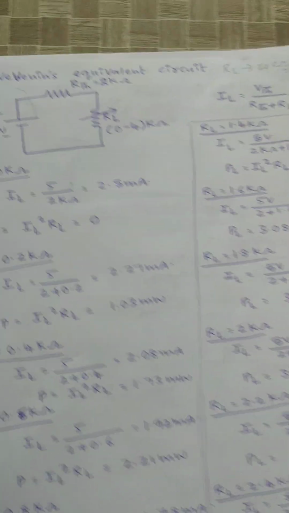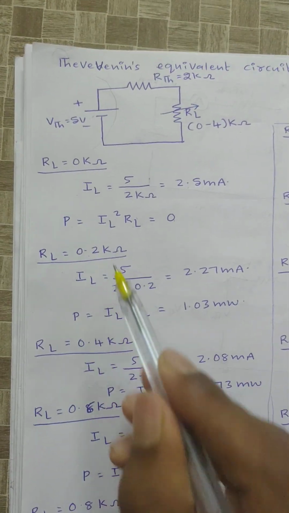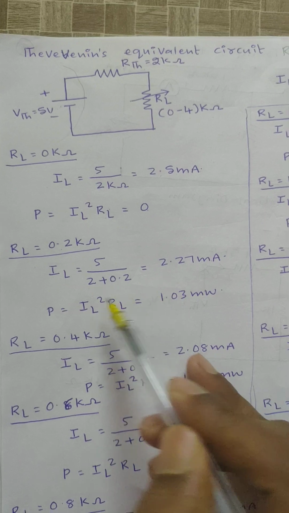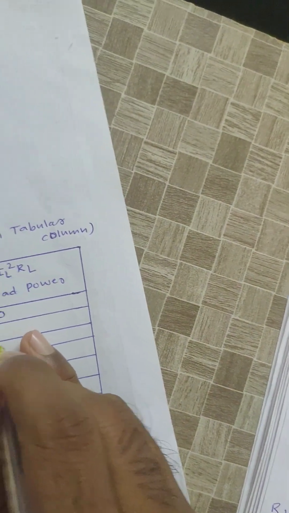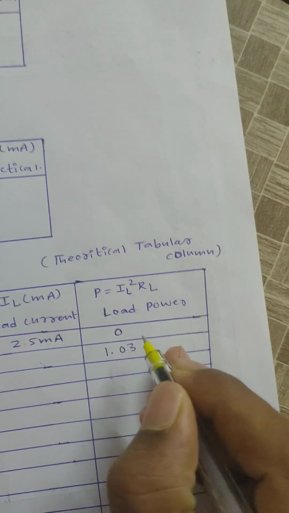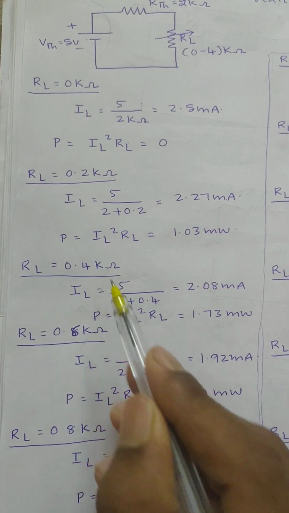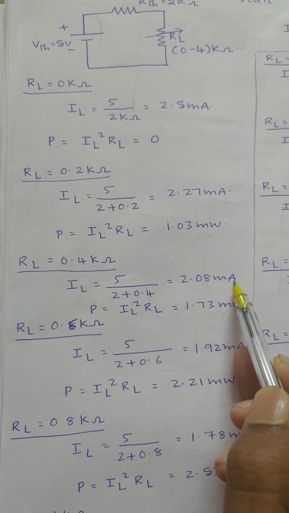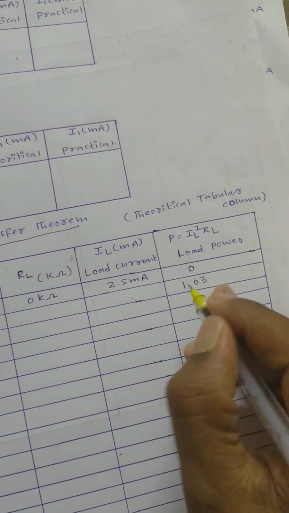Next case, when load resistance is 0.2 kilo ohm, IL value will be 5 by 2 plus 0.2, then IL value will be 2.27 milliamperes, and power is IL square into RL, that is 1.03 milliwatts, for the second reading. Next, when RL is equal to 0.4 kilo ohms, IL value will be 5 by 2 plus 0.4, that is 2.08 milliamperes. Power will be IL square into RL, that is 1.73 milliwatts.